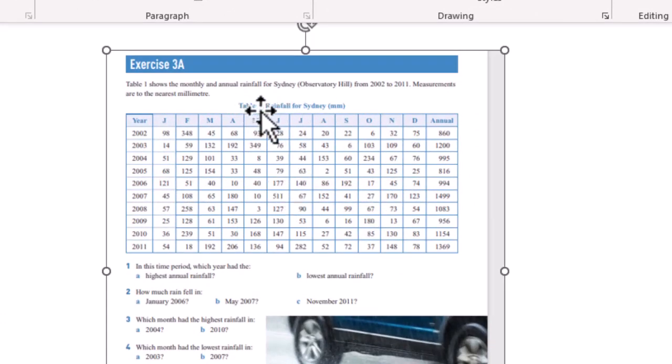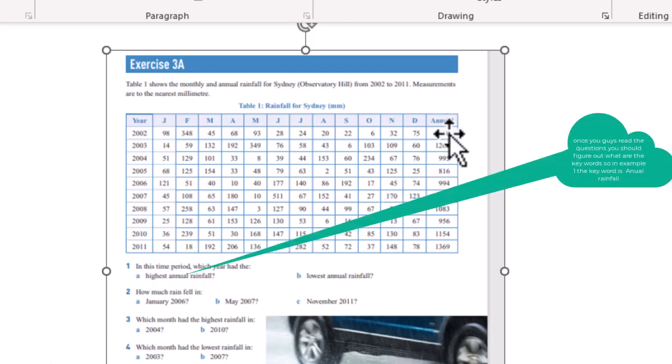So here the table number 1, it's about rainfall for Sydney, which is in millimeter the unit. So for example, in year 2002, in January there are 98 millimeter, in February 348, and etc. for 2003 to 2011 throughout the 12 months in the year. Now the first question, in this time period, which year had the highest annual rainfall?